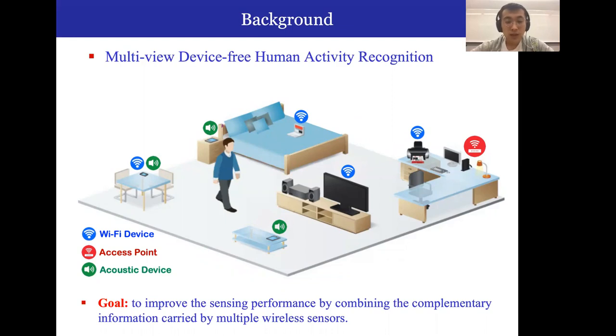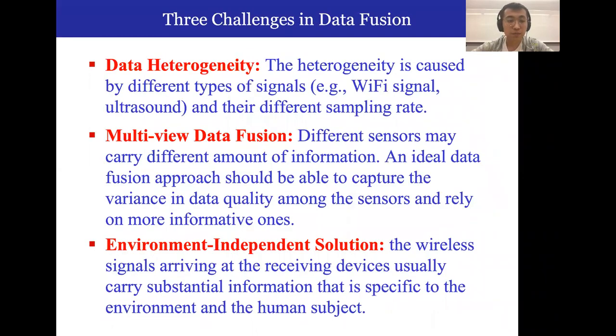In practice, there are usually multiple information sources available for the task of activity recognition, as shown in this figure. Each of these devices can be regarded as an information source and provide us a unique view of the observed subject. Intuitively, if we can combine the complementary information carried by the multiple views, we will be able to improve the system performance. To achieve this goal, we need to overcome the listed three challenges.